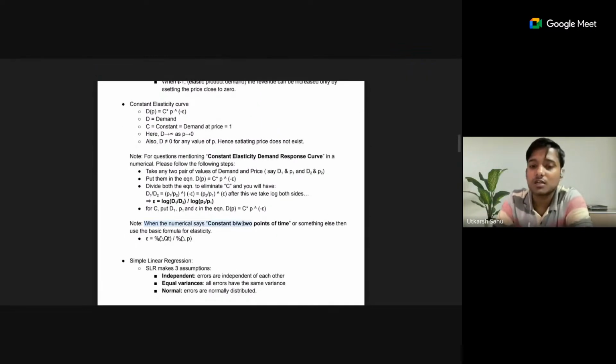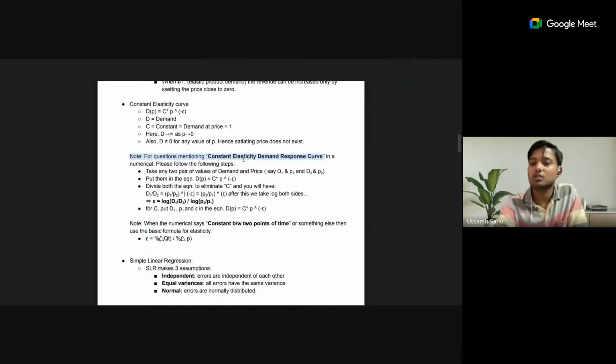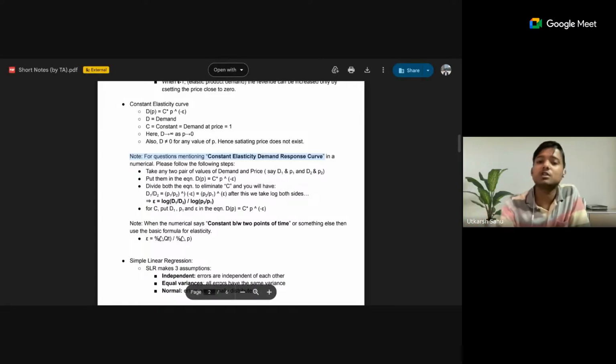In a numerical, they will say constant between 2 points of time, or maybe constant for the next 2, 3 months. So in that case, stick to your percentage formula: percentage change in quantity upon percentage change in price. Stick to this formula unless they are saying the curve is a constant elasticity demand response curve. This term is very important. Unless they mention it is constant for your entire range of P values, only then are you going to use your constant elasticity formula.